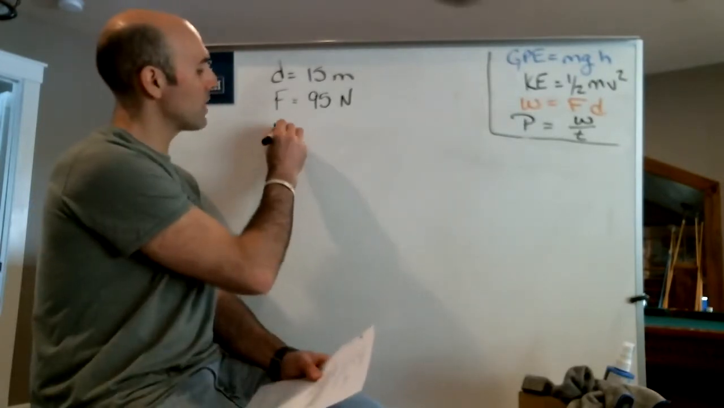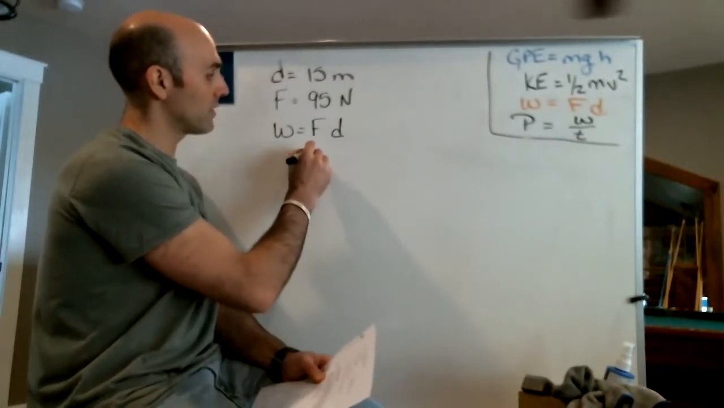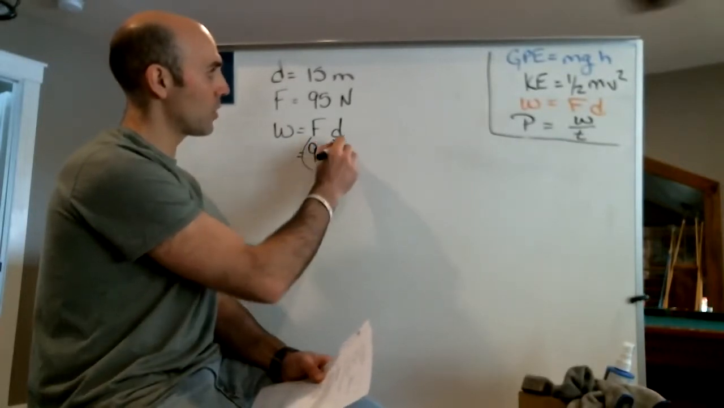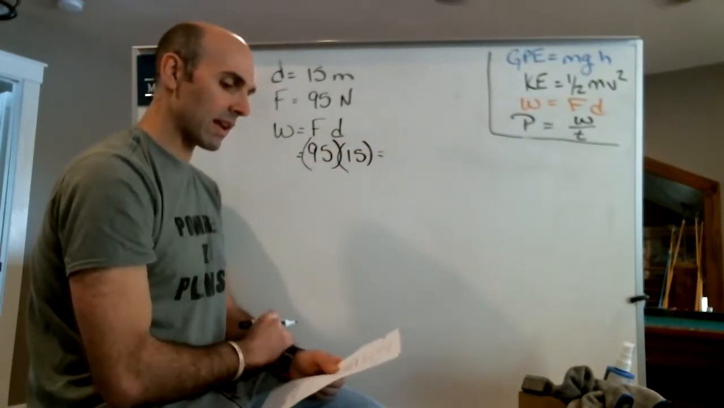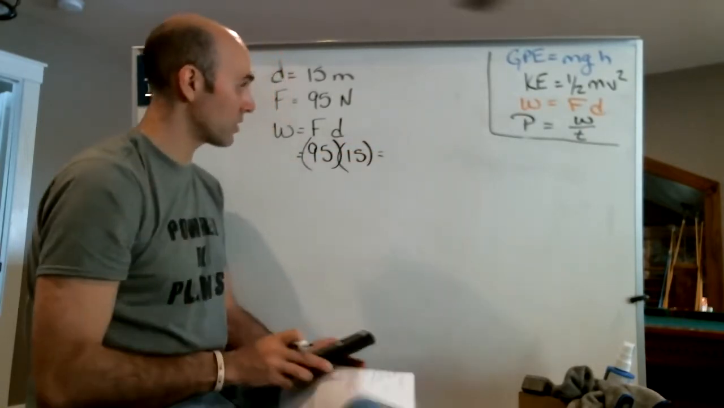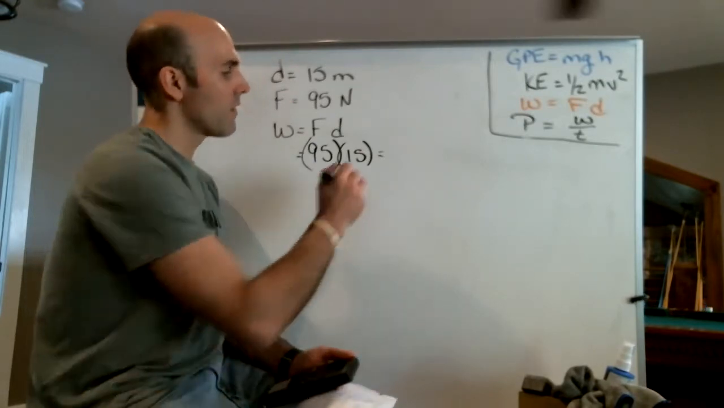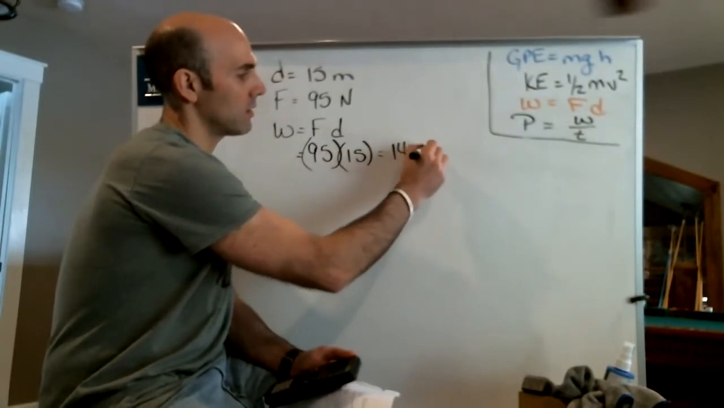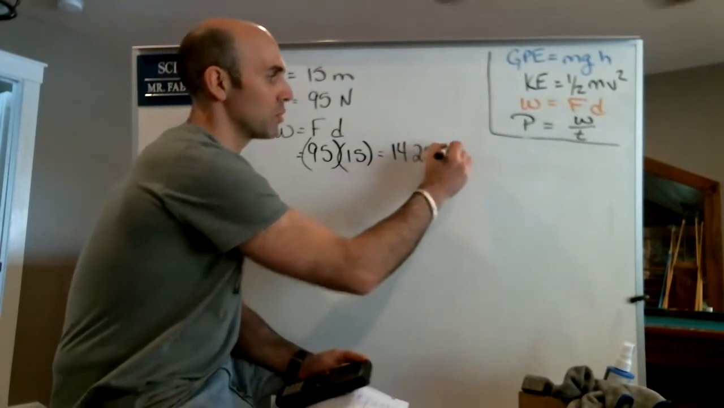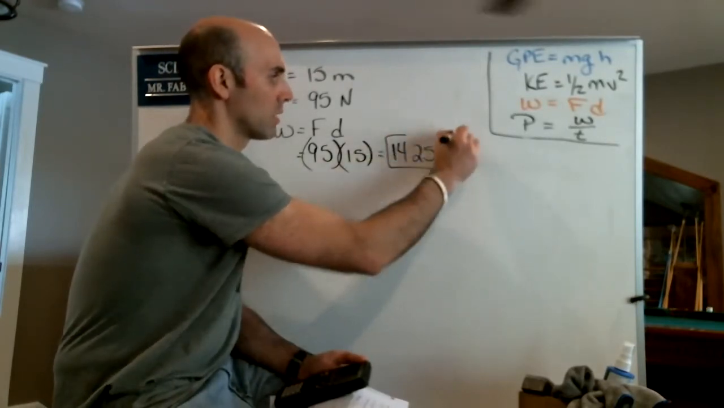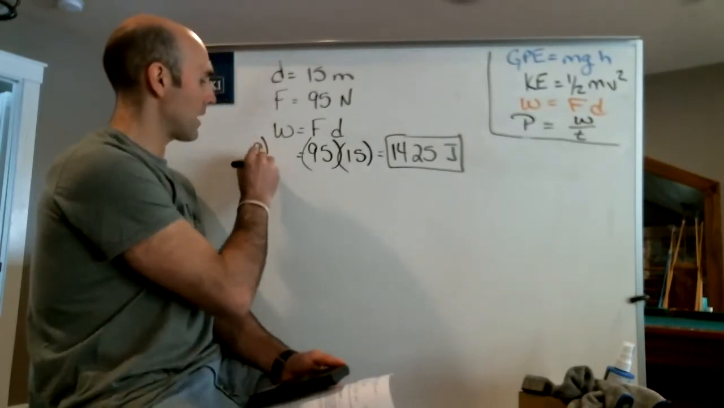Well, the work equation is force times displacement. So all we have to do is take our force, 95, multiply it by our displacement, 15. And in doing so, we get 1425. I will just make sure here, 95 times 15. 1425. And what are the units for work? Perfect, joules. All right, excellent job. So that was for A.